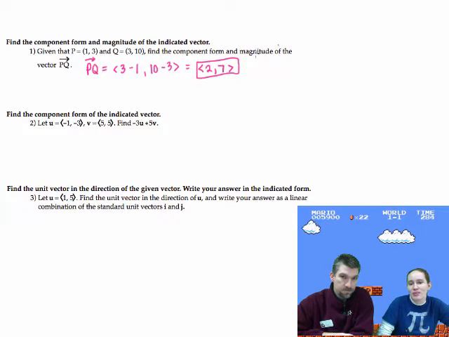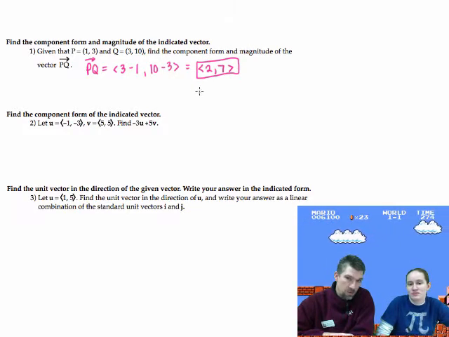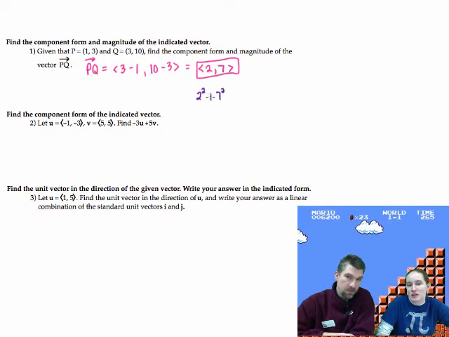And now let's find the magnitude. Square the 2. Square the 7. Add them together. Take the square root.